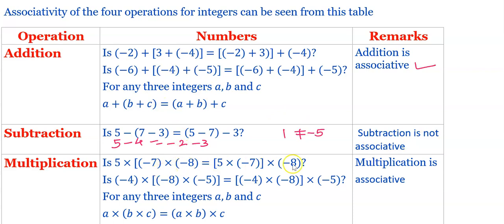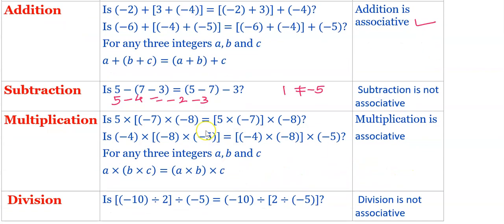Multiplication, yes, multiplication is associative. If we take the multiplication of -7 into -8 and then multiply by 5, that equals 5 into -7 into -8. Therefore multiplication is associative. For any three integers a, b, c, a into (b into c) equals (a into b) into c. Therefore multiplication is associative for the integers.